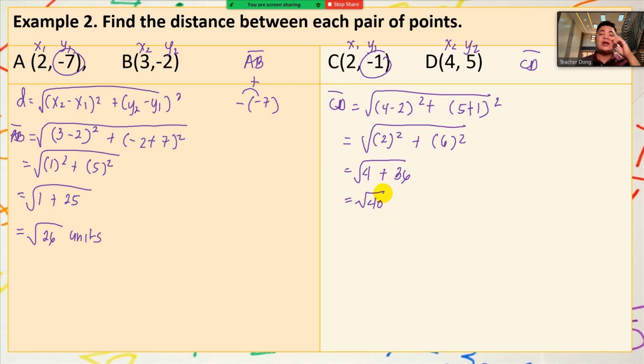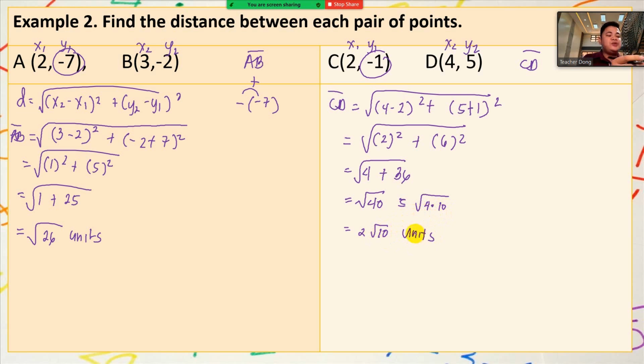So, what are the perfect square numbers? We have 1, 4, 9, 16, 25, 36, 49, 64, 81, 100, 121, 144, 169, 196, 225, and so on and so forth. Now, we have to factor 40 wherein we will get 1 perfect square. What are the factors of 40? We can try 4 and 10. Since 4 is a perfect square, the square root of 4 is 2, so 2 square root of 10. 10 is not a perfect square, so it will remain inside the radical symbol. So the answer here is 2 square root of 10 units.